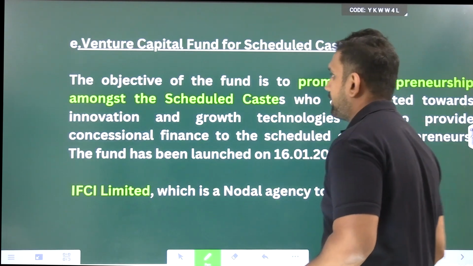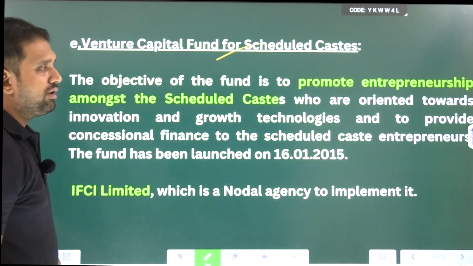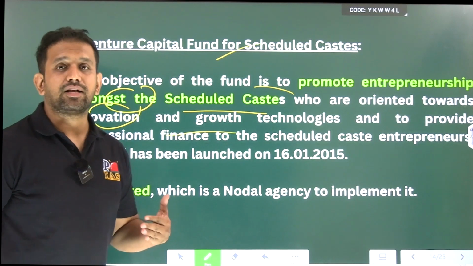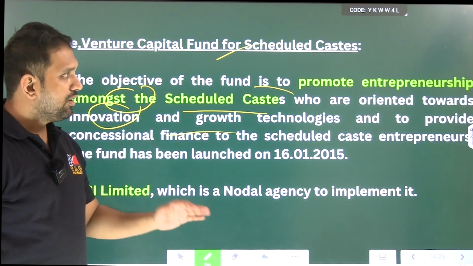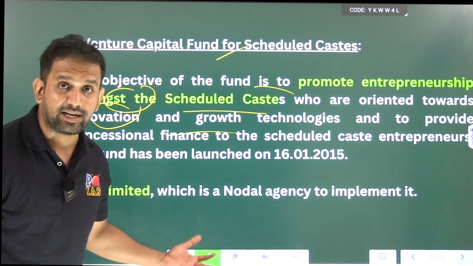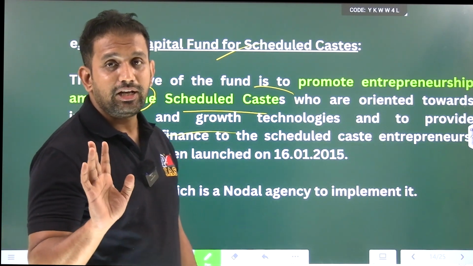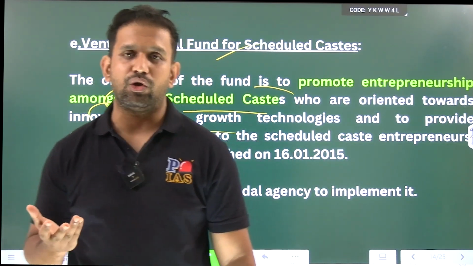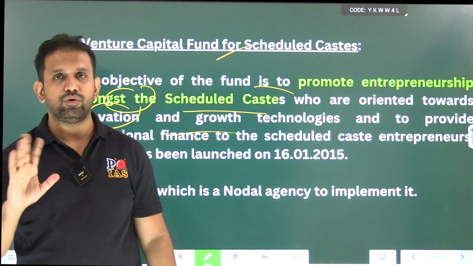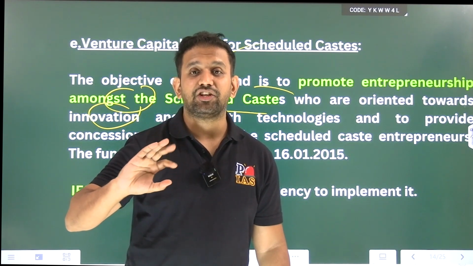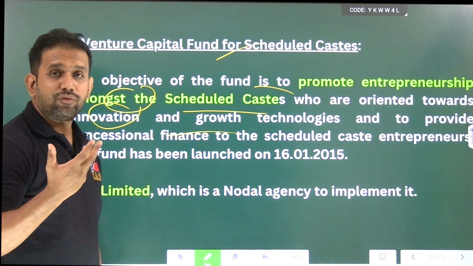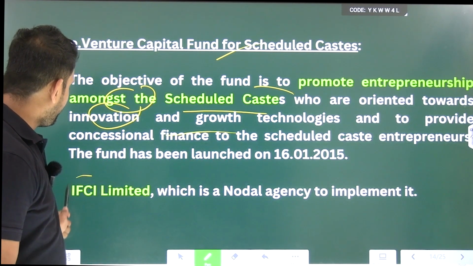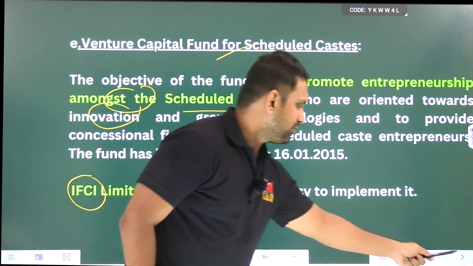They will be given financial assistance. Then venture capital funds for scheduled caste. The objective of the fund is to promote entrepreneurship among the scheduled caste who are oriented towards innovation and growth technologies. The scheduled caste students or researchers who want to develop a new technology and give something to the society, to help the society at large. For that purpose, just like you see Shark Tank, no? In Shark Tank, a lot of people come. Shark Tank is a program you can watch on YouTube also. A lot of successful entrepreneurs are there. They are funding the projects of new entrepreneurs. So here the government will act as a Shark Tank for the scheduled caste. When scheduled caste students want to go for innovative and growth technologies, the government will give them venture funds. IFKI is the nodal agency to implement this particular scheme.